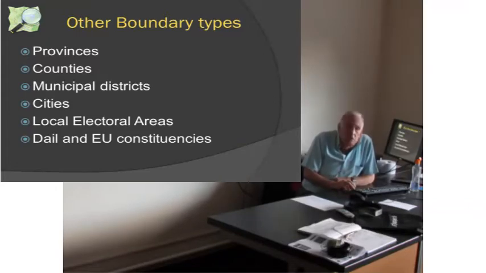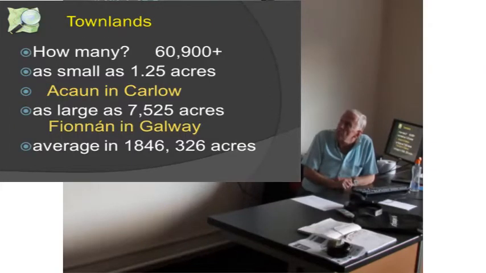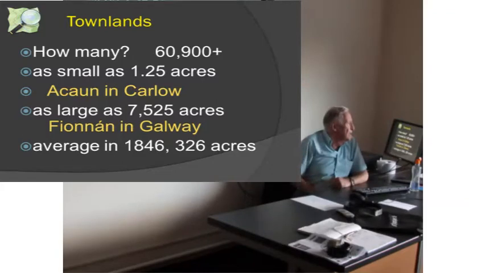And then the more usual ones that you find in the geography books: provinces, counties, municipal districts, which in one sense are kind of new since they did away with the UDCs, cities, local electoral areas, and EU constituencies. So we'll start off with the townlands.